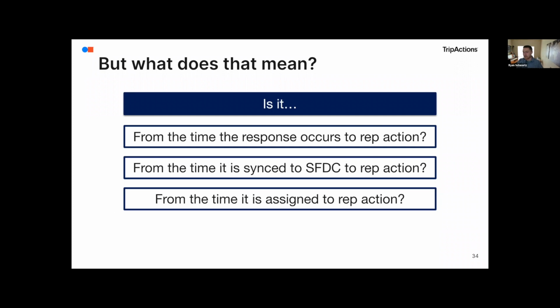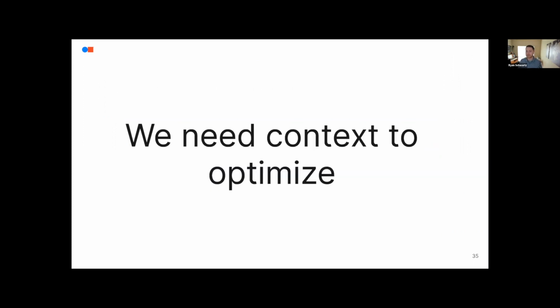What are you measuring when you say SLA? Are you measuring the time from the response occurring to the rep taking action? Are you measuring the time it takes to sync to Salesforce to the rep taking action? Are you measuring the time it takes for the response to be assigned to the rep and the rep taking action? Most likely, if you're saying you've achieved a 5-minute SLA, it's the third one, where you're just measuring how long it takes from the point it was assigned to the point the rep takes action. The problem with that is that you're missing all of the context and opportunity to optimize and truly measure speed to lead.